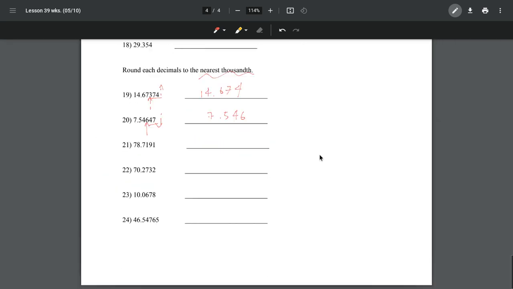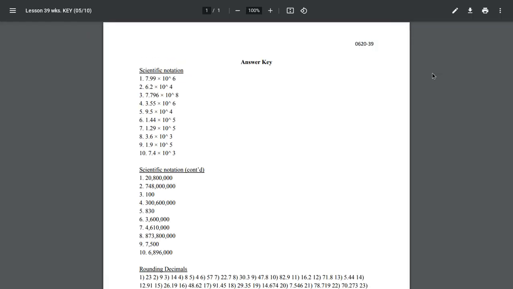Okay, so that's it. Just finish the worksheet, and here is your answer key.